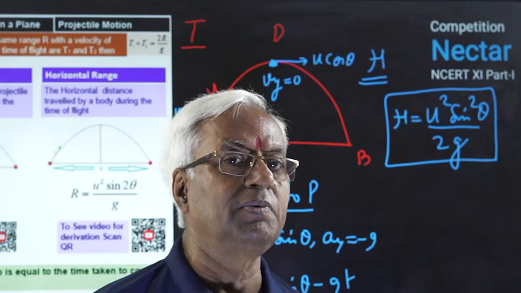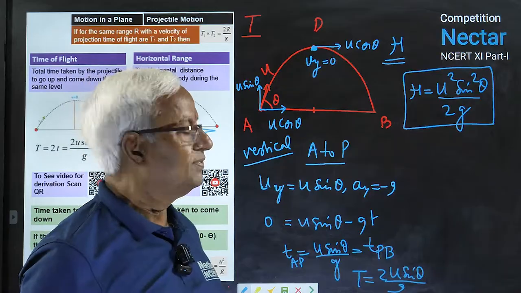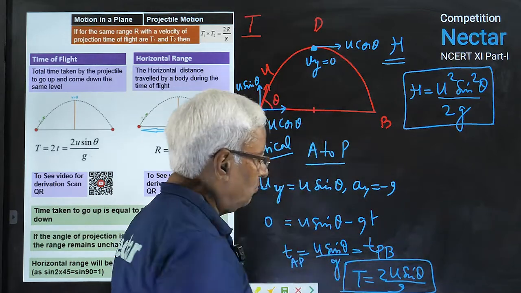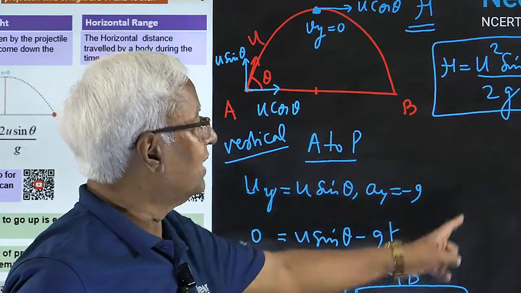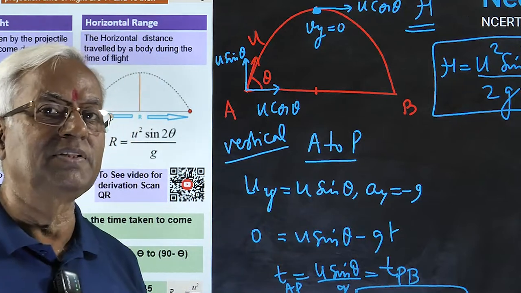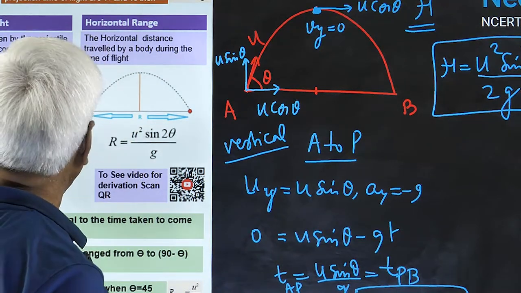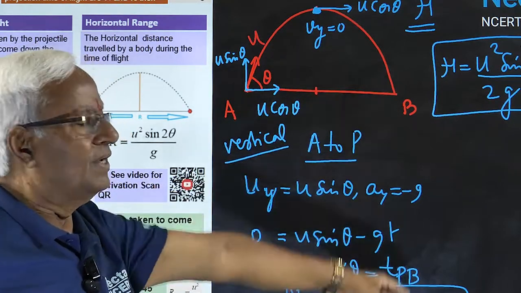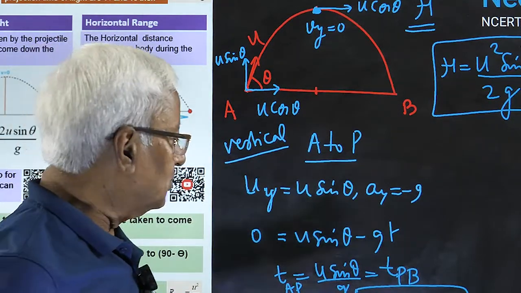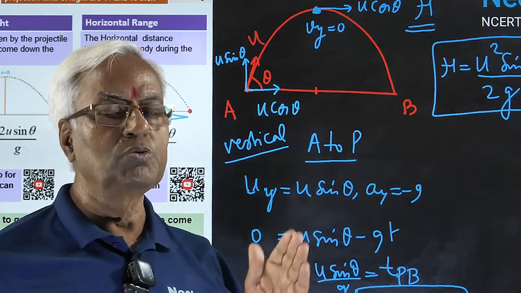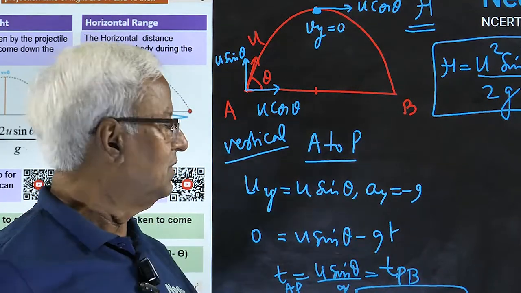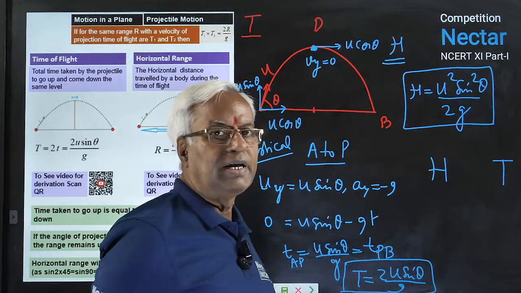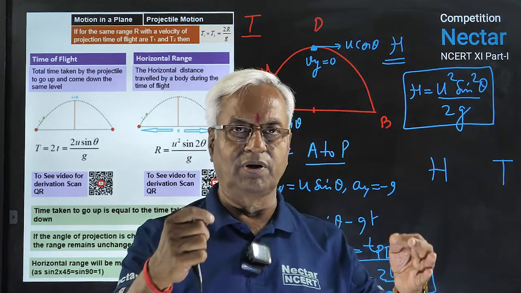You see, one thing is common, and that's very important. What is that? Have a look at these two equations. What is common there? Common there is u sin theta. And what is u sin theta? That is the initial vertical velocity. What is not there? It's a point to be noted. What is not there in both the equations? u cos theta. That means h and t both are independent of initial horizontal velocity.